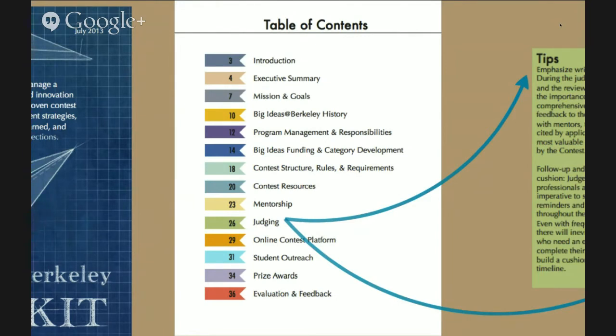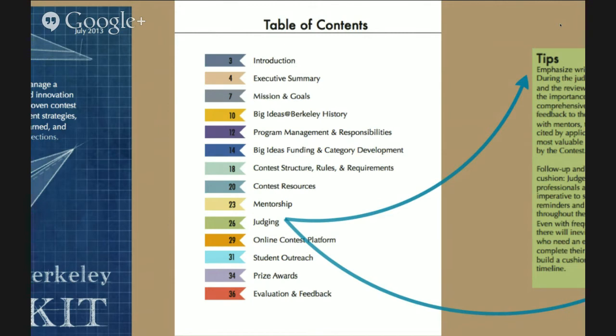It goes through issues like Big Ideas funding, how we go about securing sponsorships for categories, how we develop those categories to keep them intentionally broad and to encourage a lot of participation from different students across UC Berkeley and now other campuses. We talk about the contest structure and how we lay it out in terms of a timeline so that students can participate and get those supports, those resources that they require to develop their ideas. It goes over the rules and requirements as well.